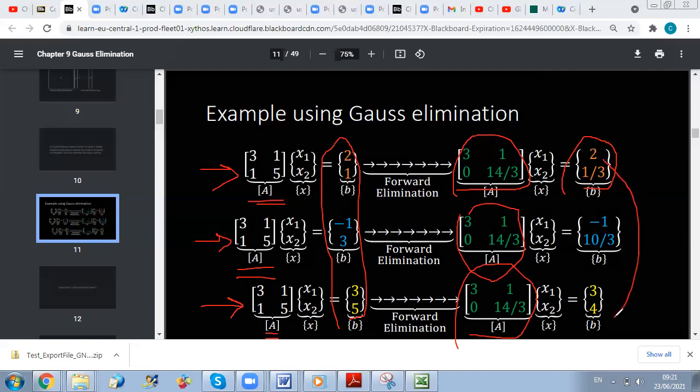But since I'm using the conventional forward elimination, even if just B changes, I should do the forward elimination again. To avoid performing the forward elimination every time, we will come up with a technique that will separate the operation done on A from the operation done on B. And this is called LU factorization. This is the LU factorization technique.